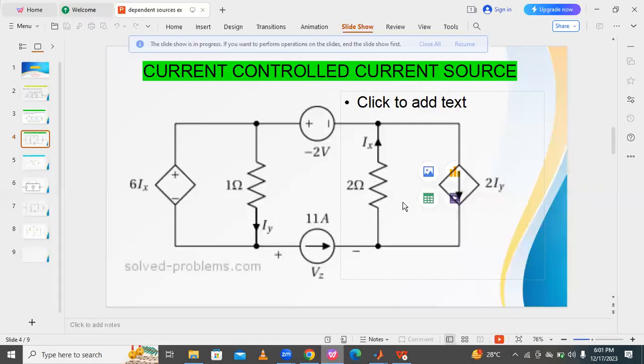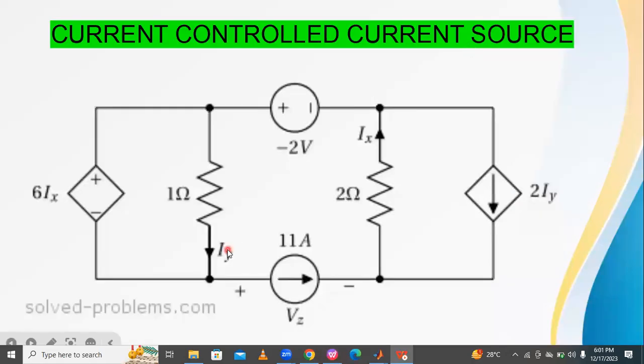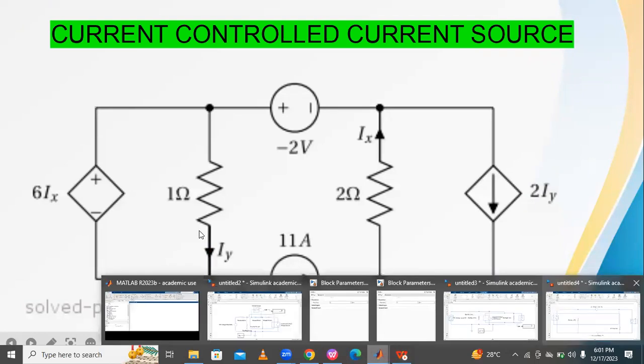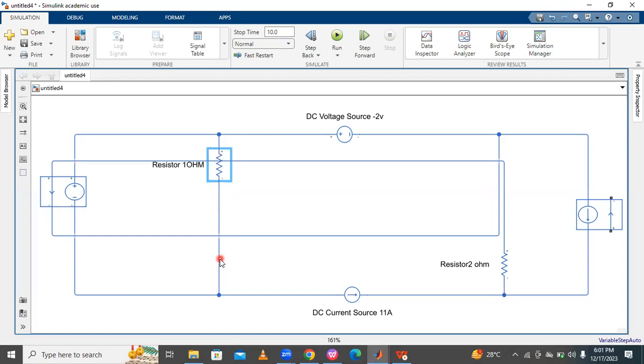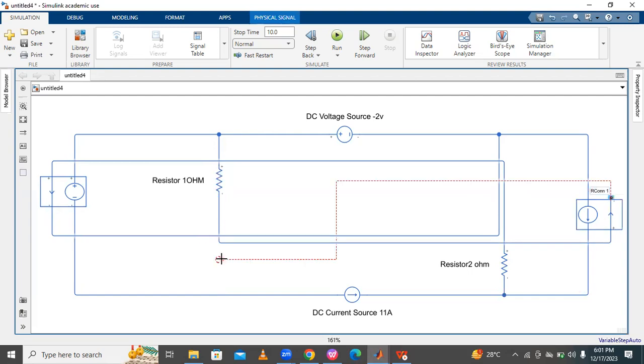Similar way, next what is this 2iy? It depends upon this 1 ohm resistor current downside. Okay, that's why current downside here, current leaving from the 1 ohm resistor and entering into this dependent source. So like this, and enter like this, in this way. Understood? So current leaving from 1 ohm resistor and passing through the dependent source in the same direction as the dependent source, and then leaving to the ground. Okay. So this is the connection.